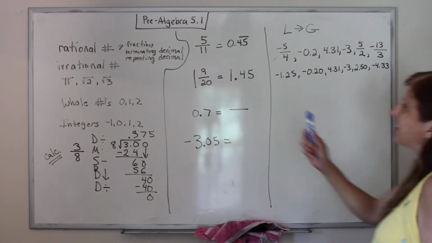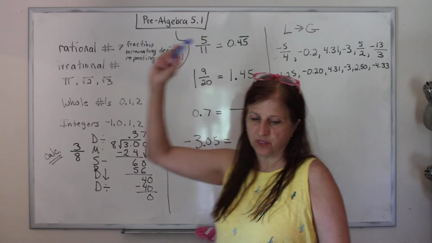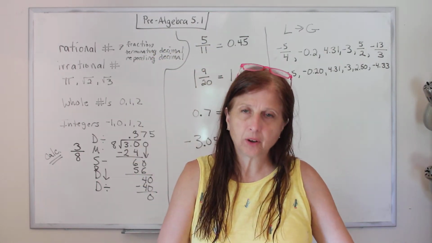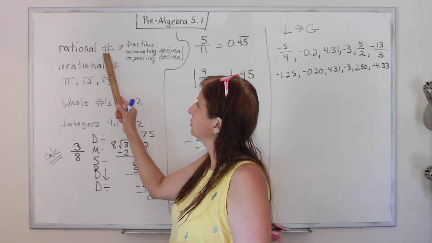Welcome back to Pre-Algebra Chapter 5, Section 1 in this book. And what we're going to talk about is called rational numbers.